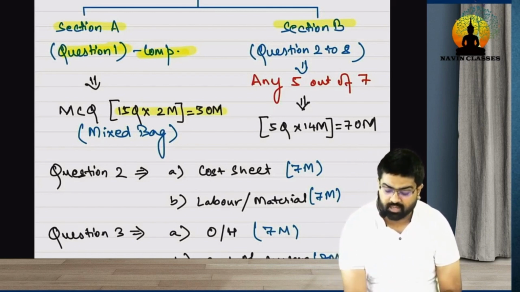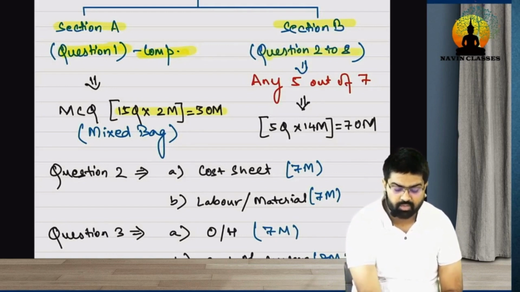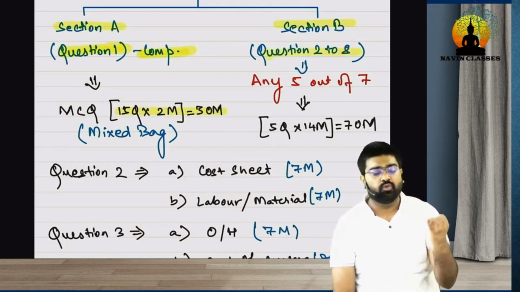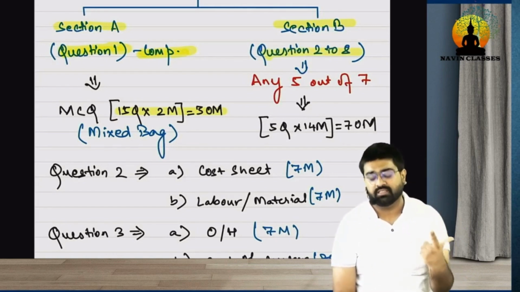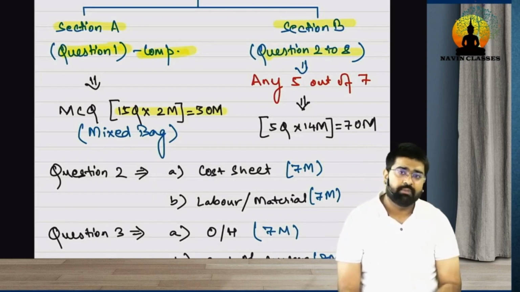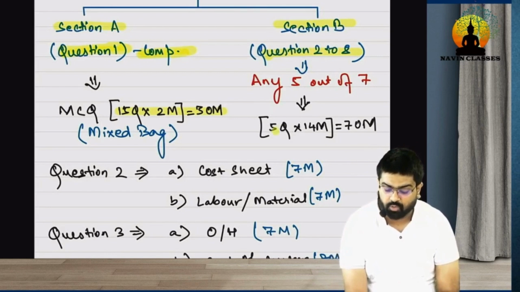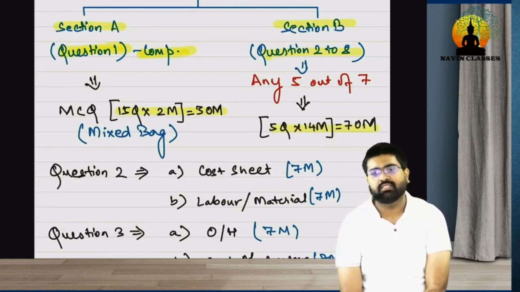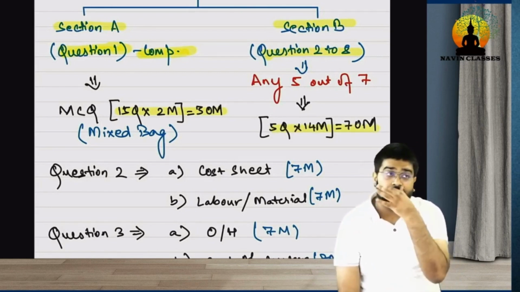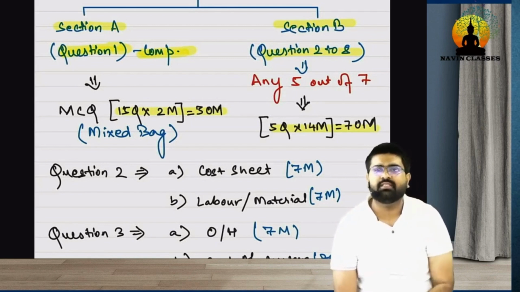Second section is from question number 2 to 8. What do the questions from number 2 to 8 say? They state that there will be 2, 3, 4, 5, 6, 7, 8, total 7 questions. But from these you have to do any 5. Because each of the questions is of 14 marks, so 70 marks are covered. 14 plus 14, 28 marks are options.